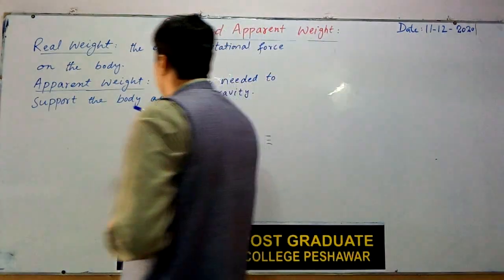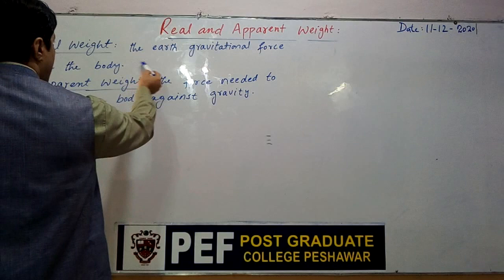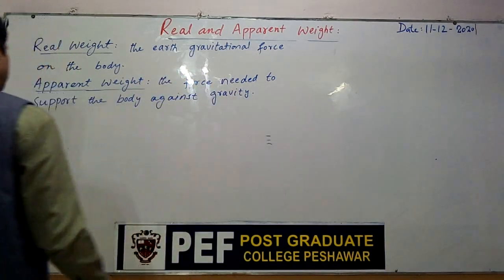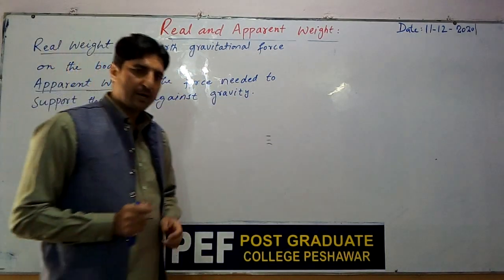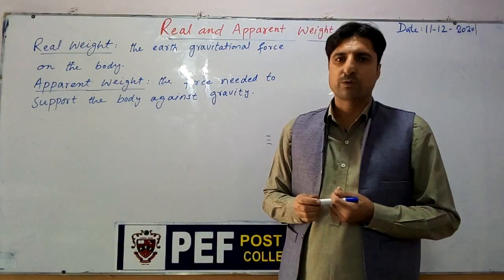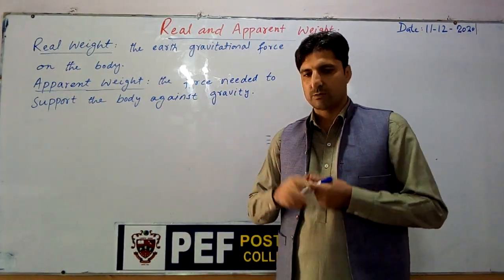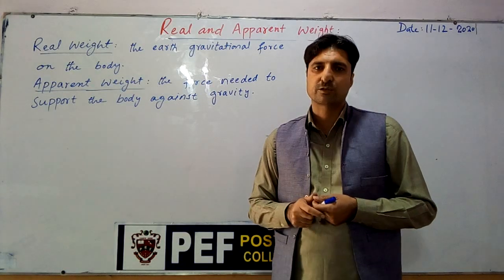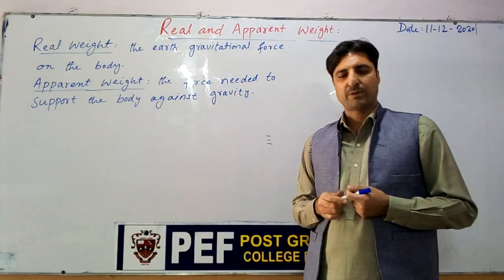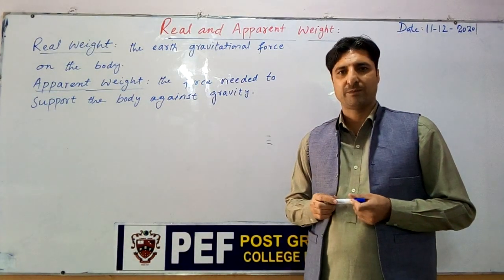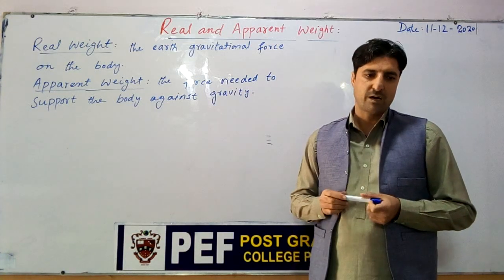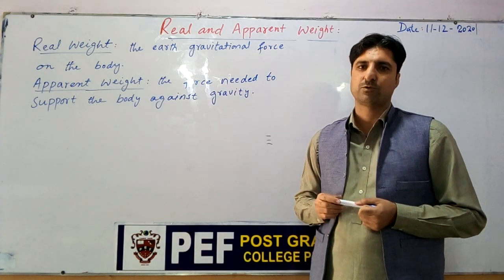What do you mean by real weight? Real weight is the earth's gravitational force on the body. What does it mean? It means that the force with which the center of earth attracts something is called its weight. It is represented by symbol W and is given by mg, where m is the mass of the object and g is acceleration due to gravity.